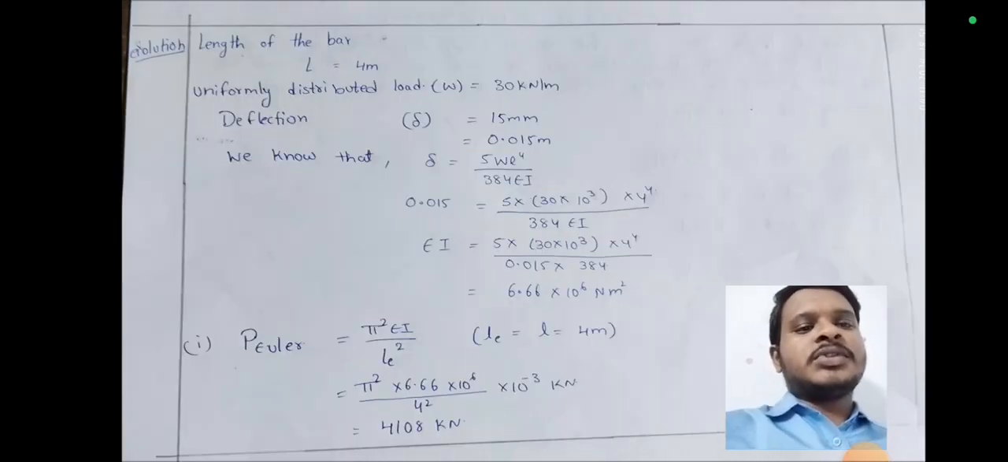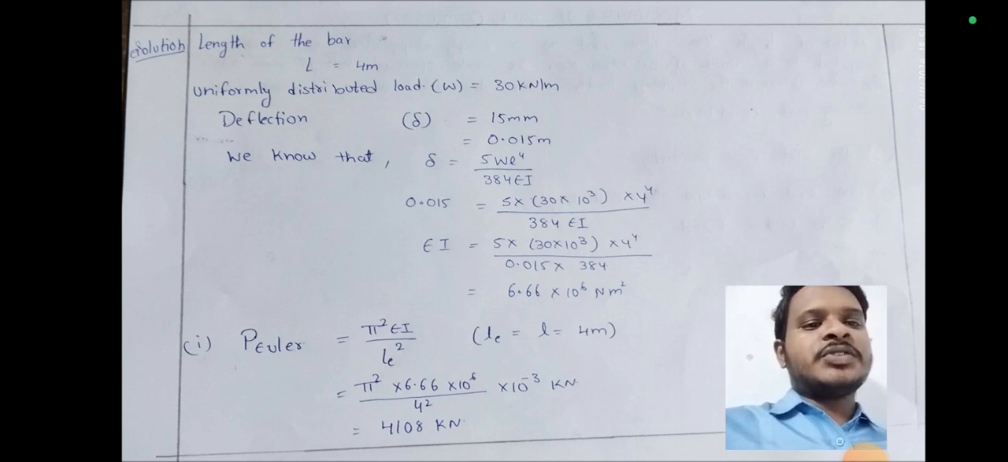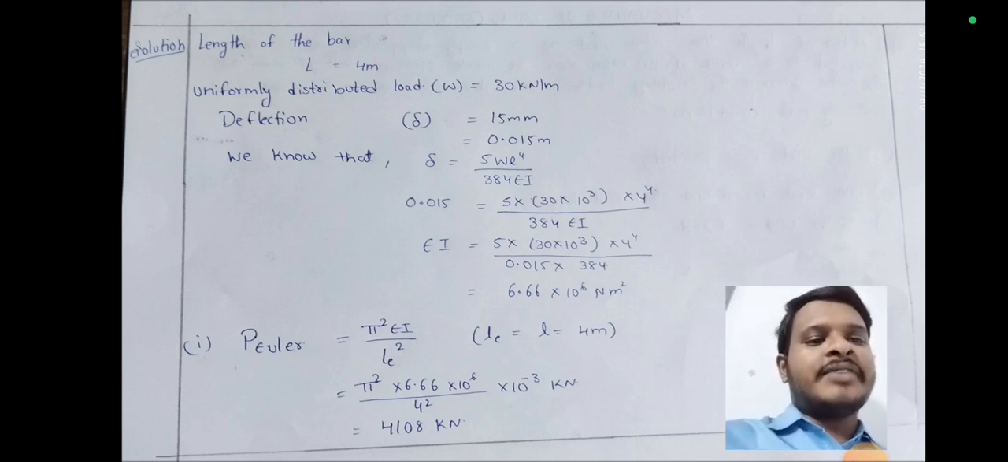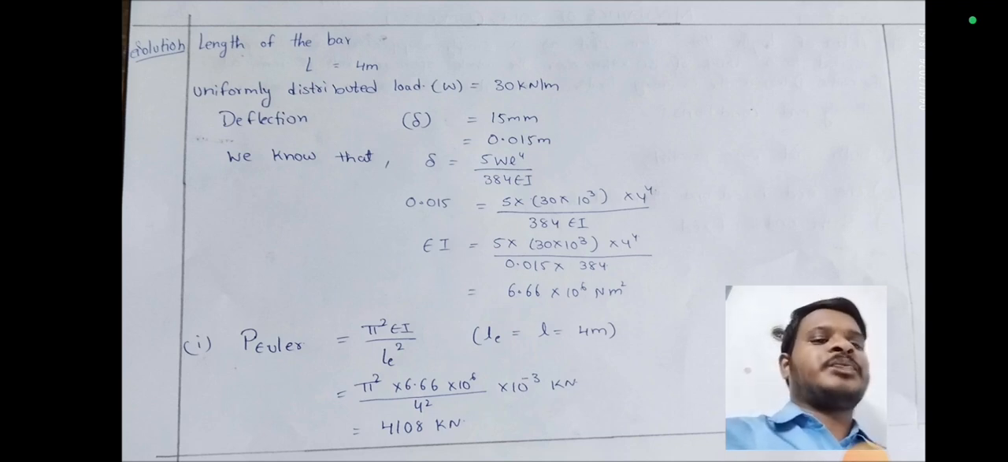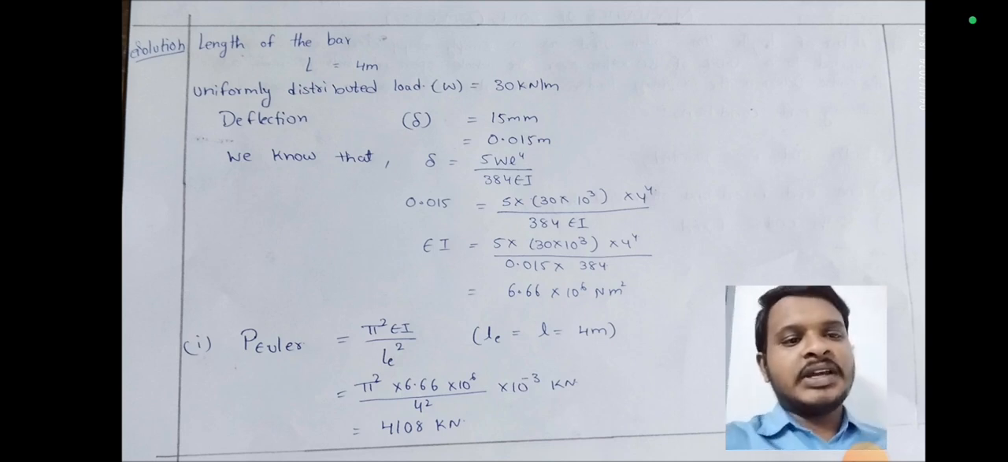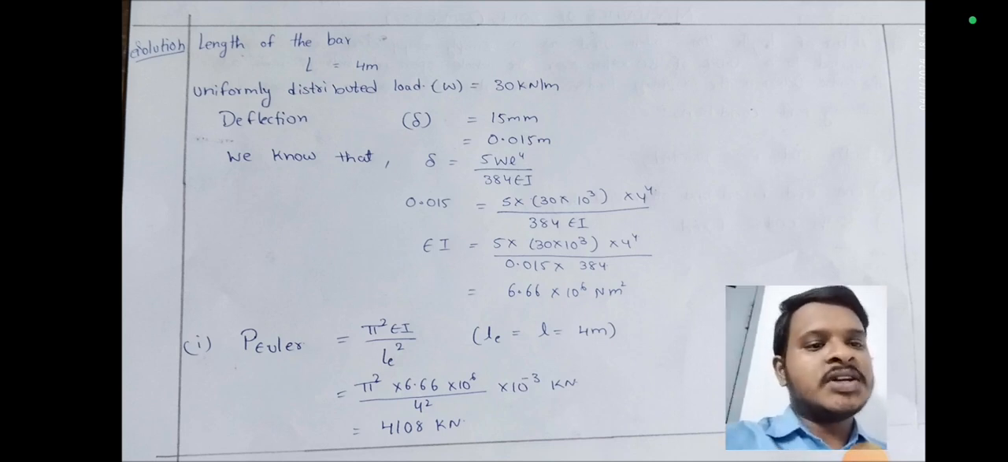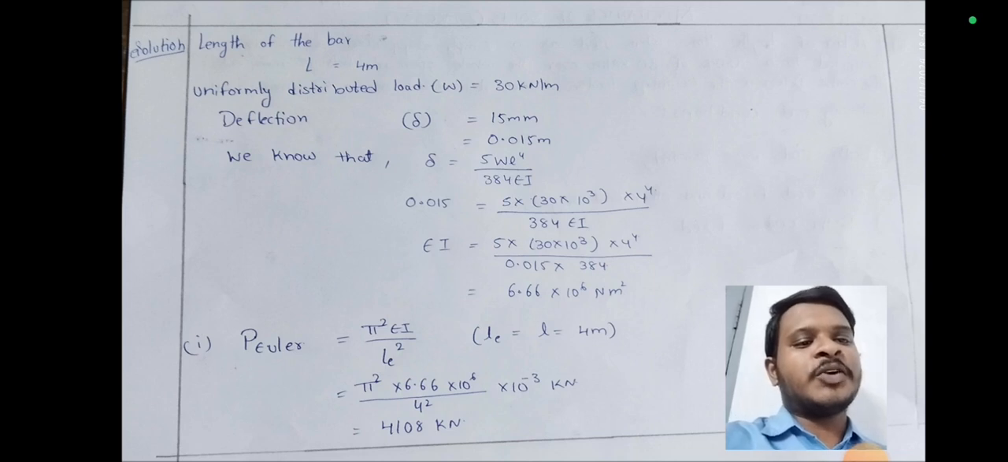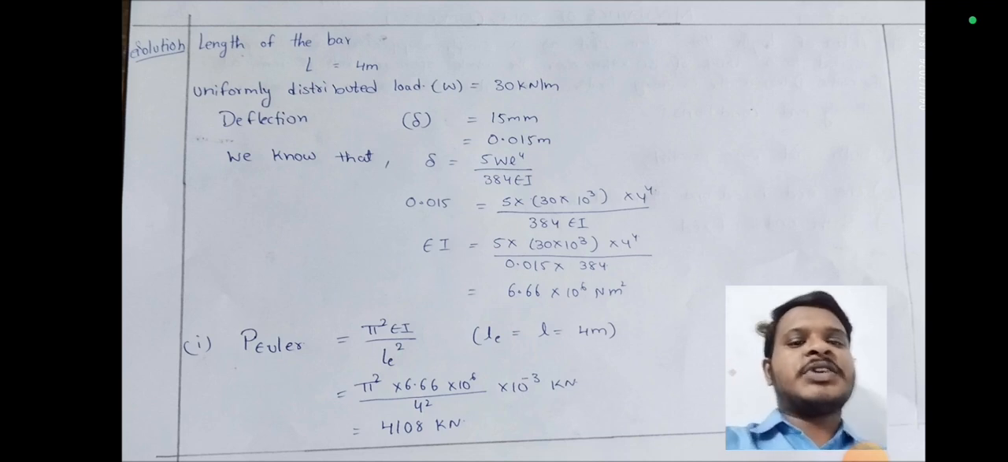The formula is EI equals 5 into 30 into 10 power 3 into 4 power 4, divided by 0.015 into 384. The answer we can solve correctly on the Casio. I did it on the Casio: 6.66 into 10 power 6 Newton meter square, and that is the first one.